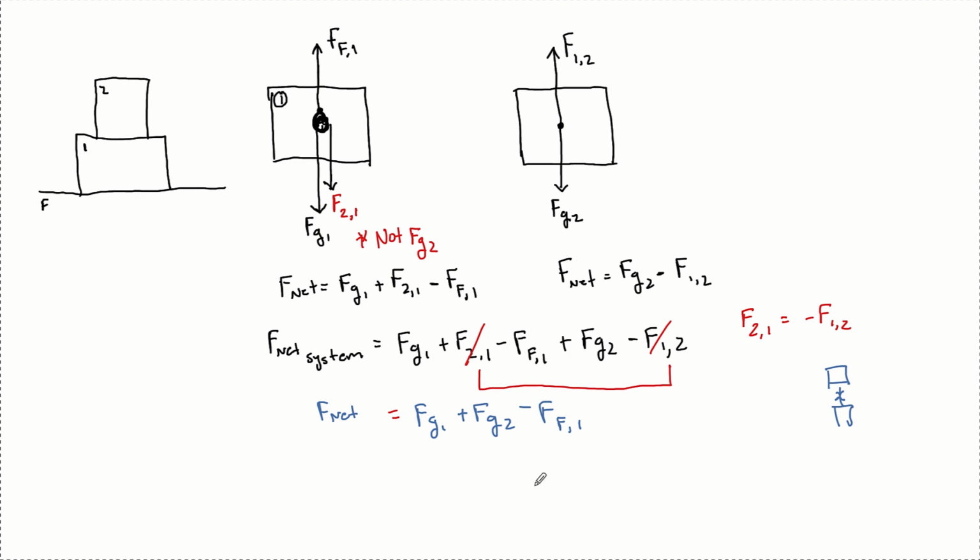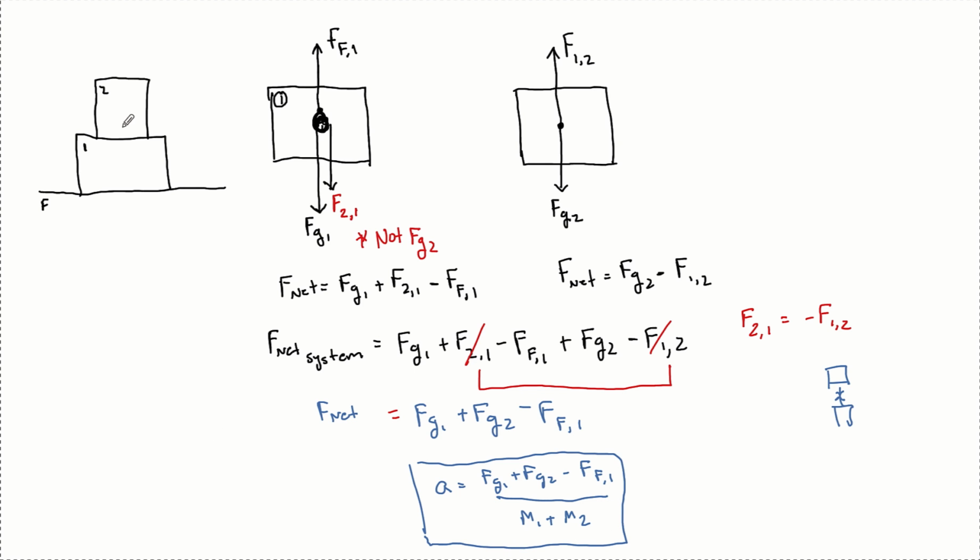Now, if there's an acceleration, we would write this as A equals FG1 plus FG2 minus the force onto 1, divided by the mass of 1 plus the mass of 2. This is the acceleration of the entire system. And it's worth noting too, and this might be a little bit of a trick for you, think of this as a person, right? You wouldn't detach the head from the body.